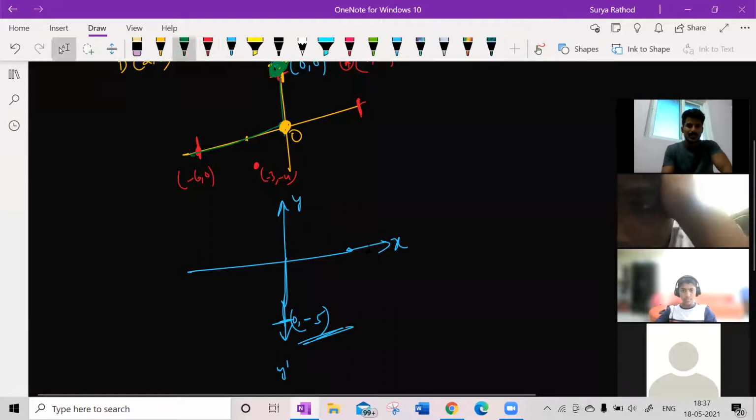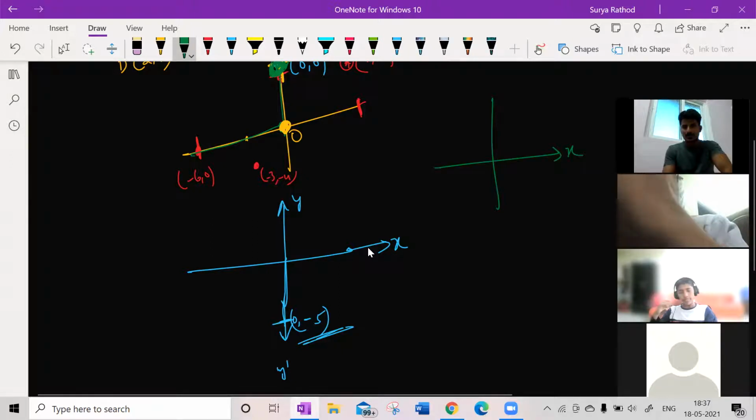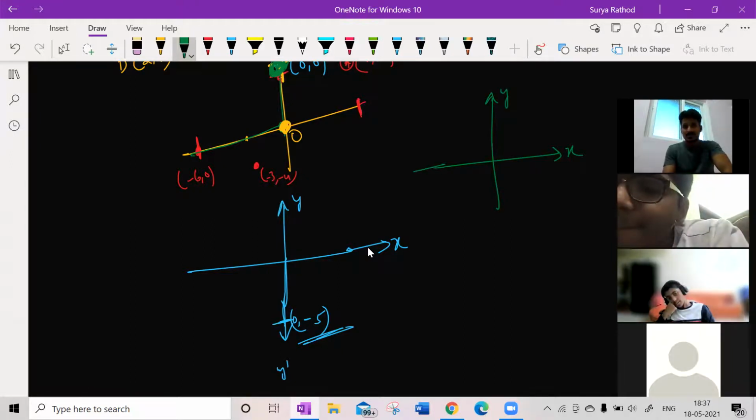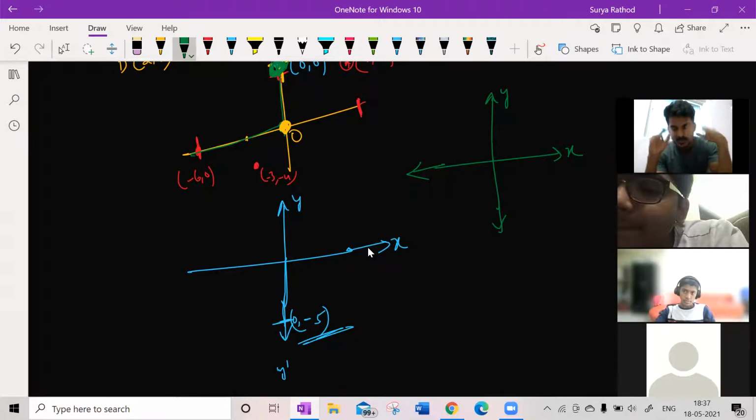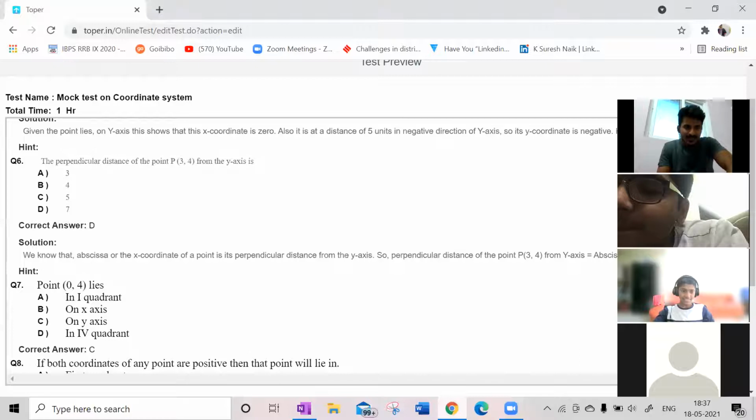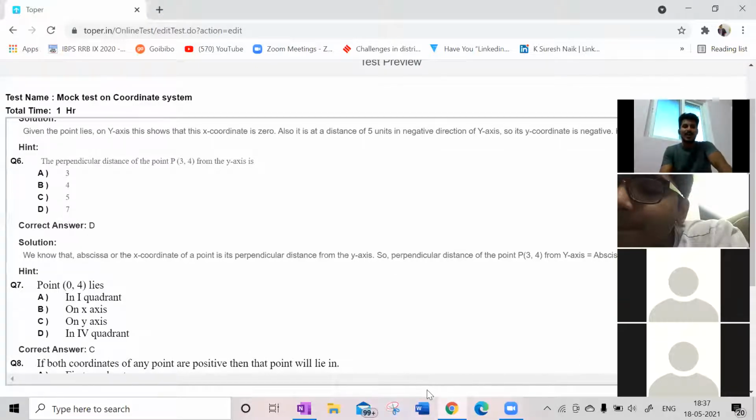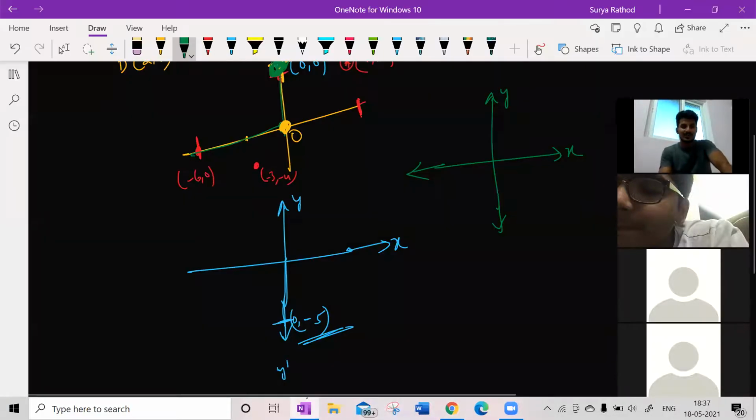One second, let me draw a line here. Let me draw the coordinates, the entire coordinate system, x-axis, y-axis, plotting the points. Everywhere it will be the same. So look at this now. What is the question here? The perpendicular distance of the point. First, let us draw (3, 4). (3, 4) is going to be somewhere here.